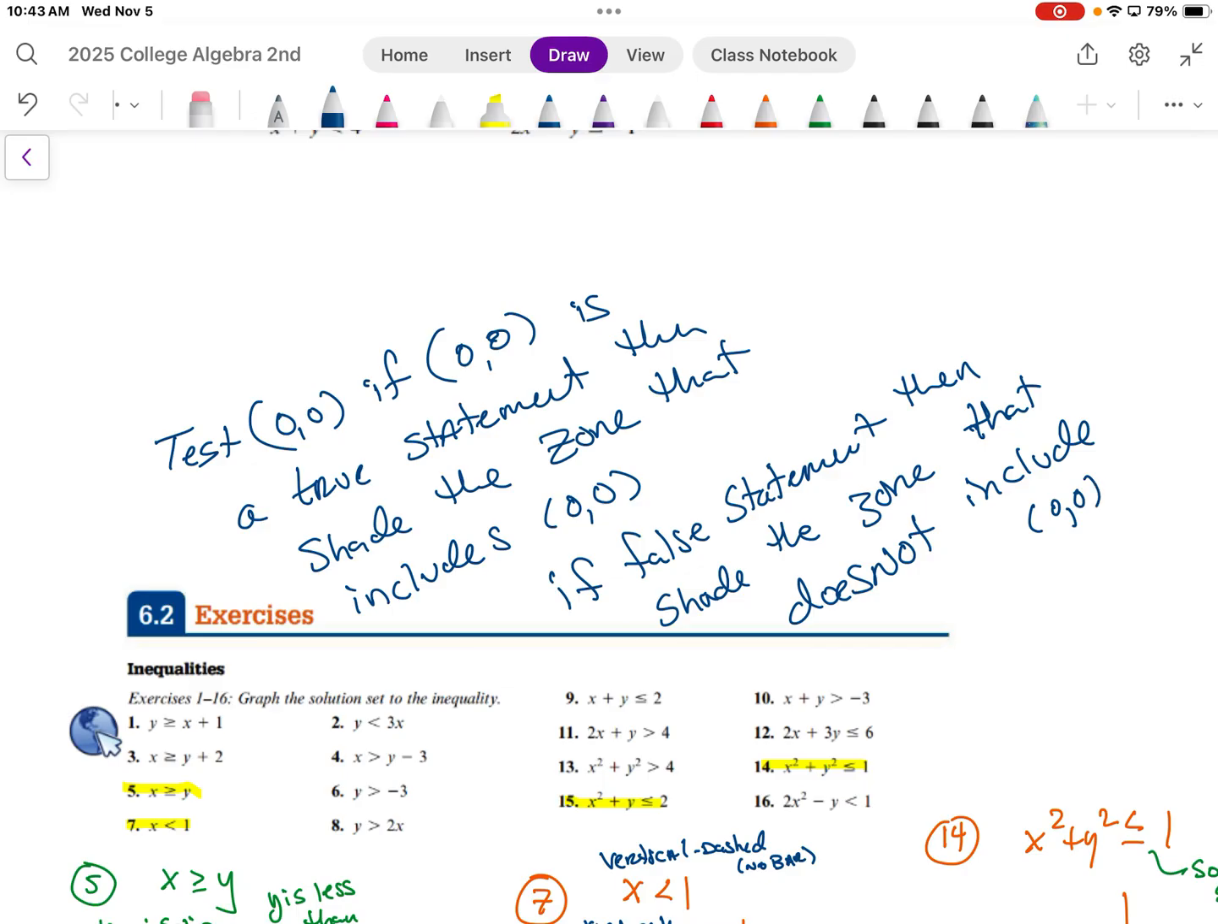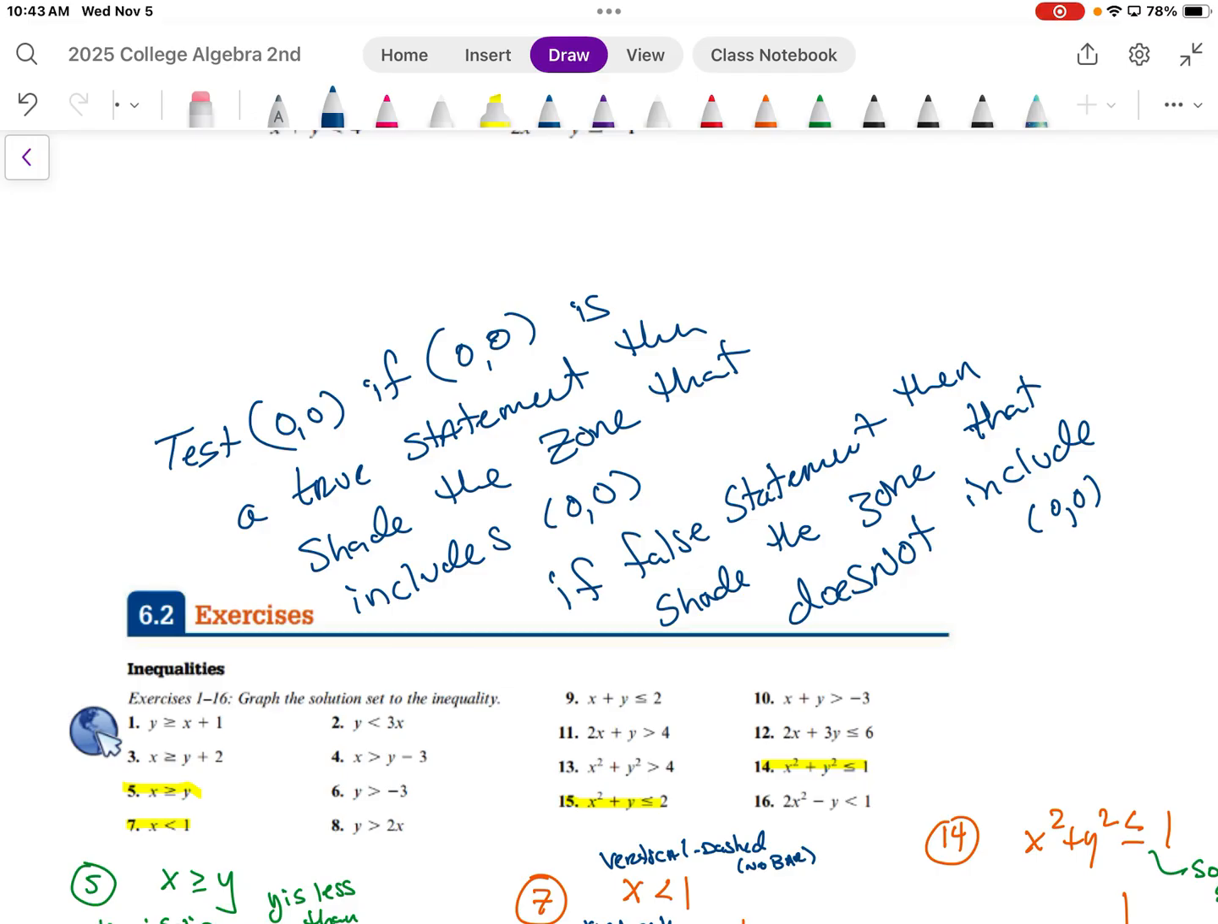So if you don't like the indicating method that I showed with the greater than means above and all that stuff, what you can do is you can test the point 0, 0. If you end up getting a true statement, where when you put in the numbers it's like, oh yeah, that's true, 5 is less than 10, then we get to shade where 0, 0 is. If I get a false statement like 5 is greater than 10, then I shade the zone that doesn't include 0, 0. All right, so that's an alternate method that you can do.